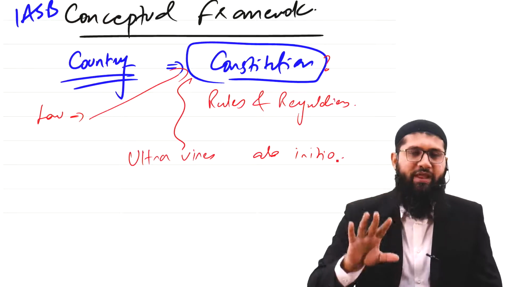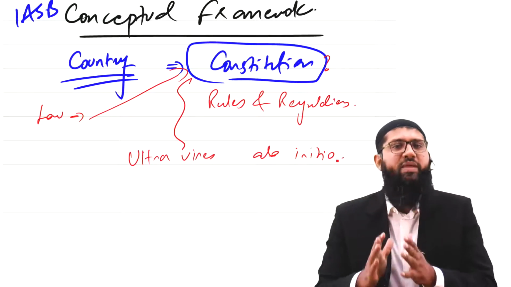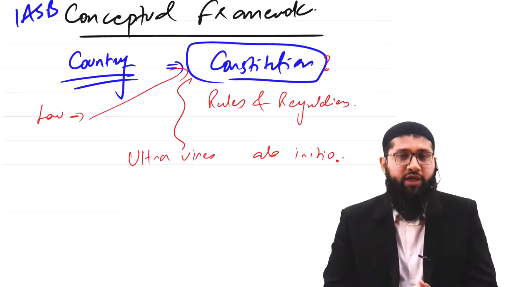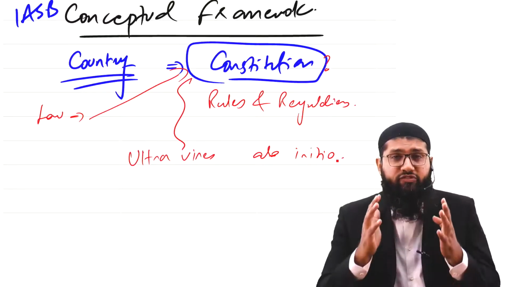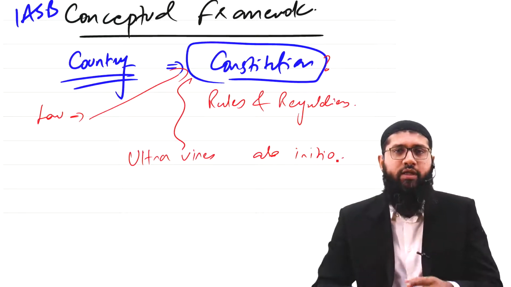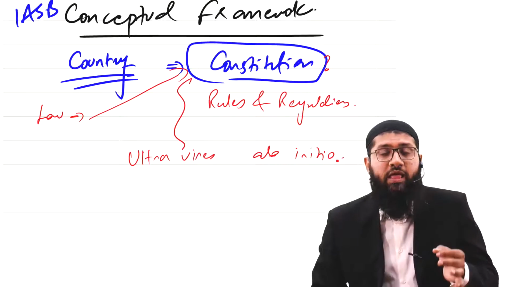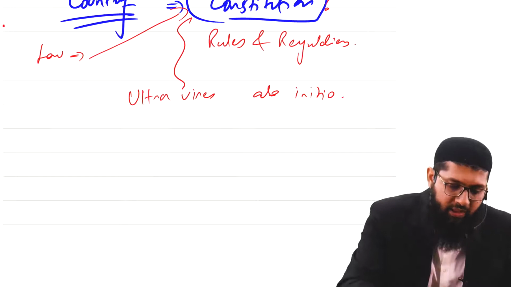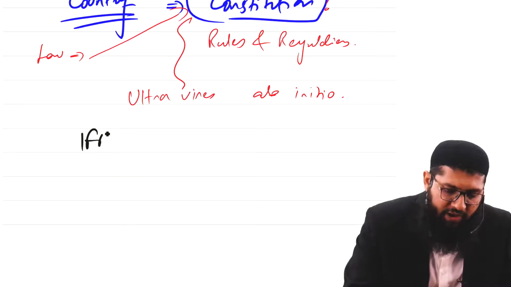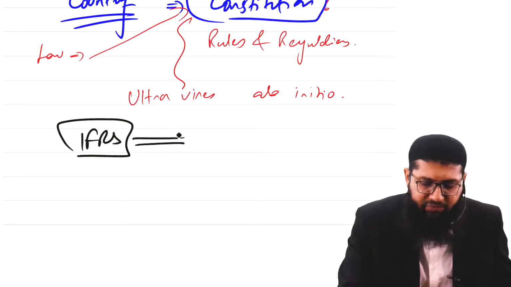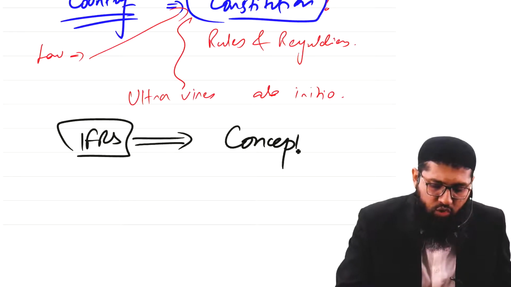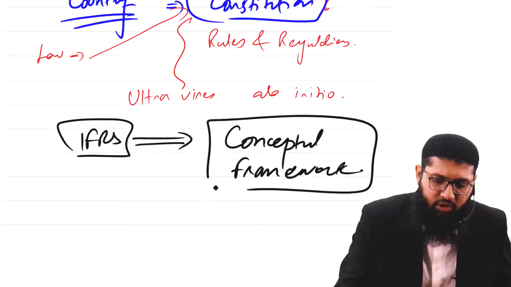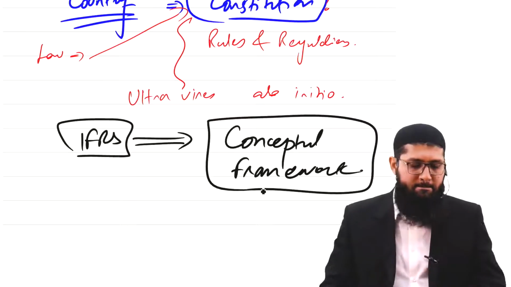Now let me try to explain to you. When it comes to the IASB conceptual framework, this is exactly what its role is: it acts as a constitution for the IASB, for the accounting standard setters. When they are devising and publishing an IFRS, they need to make sure that this IFRS is in line with the conceptual framework. Now, there is a problem.